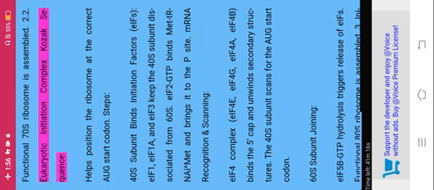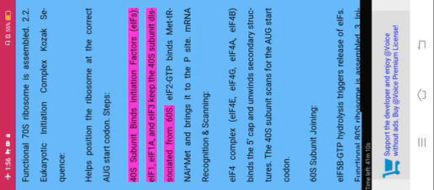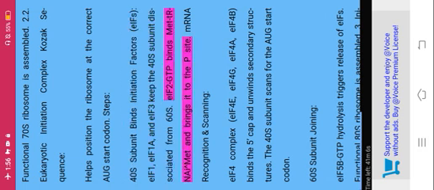2.2. Eukaryotic initiation complex. Kozak sequence helps position the ribosome with the correct AUG start codon. Steps. 40S subunit binds initiation factors, eIFs. eIF1, eIF1A, and eIF3 keep the 40S subunit dissociated from 60S. eIF2-GTP binds Met-tRNA and brings it to the P site.